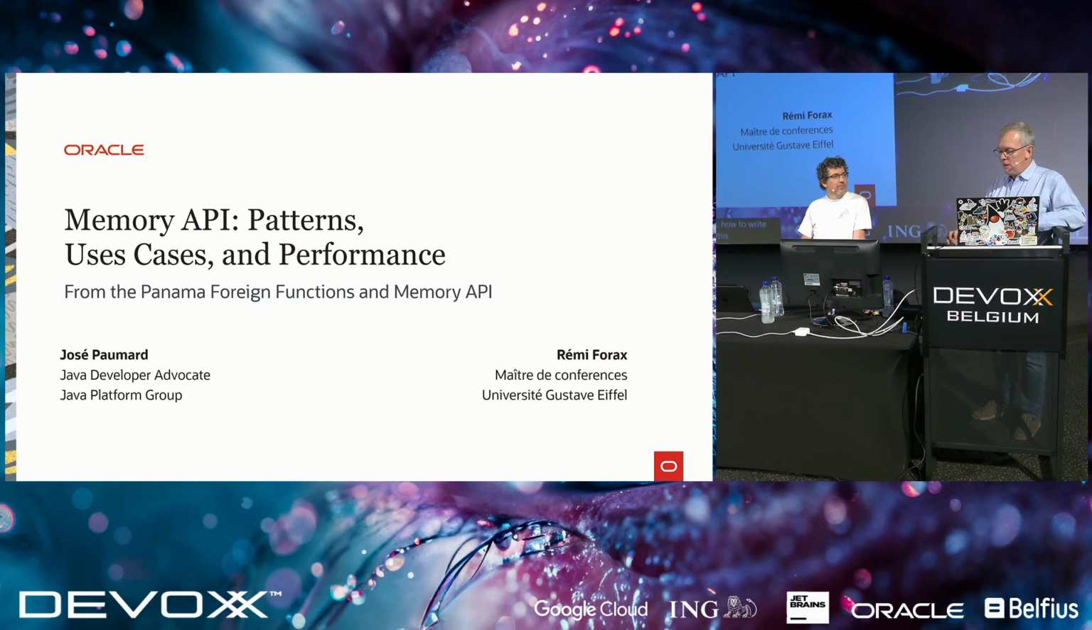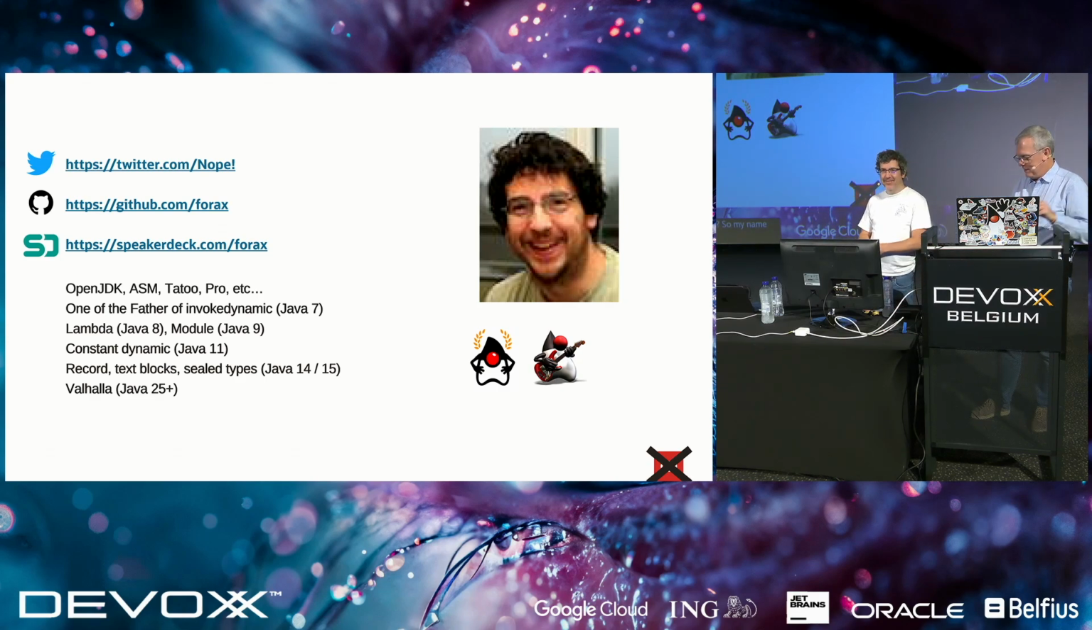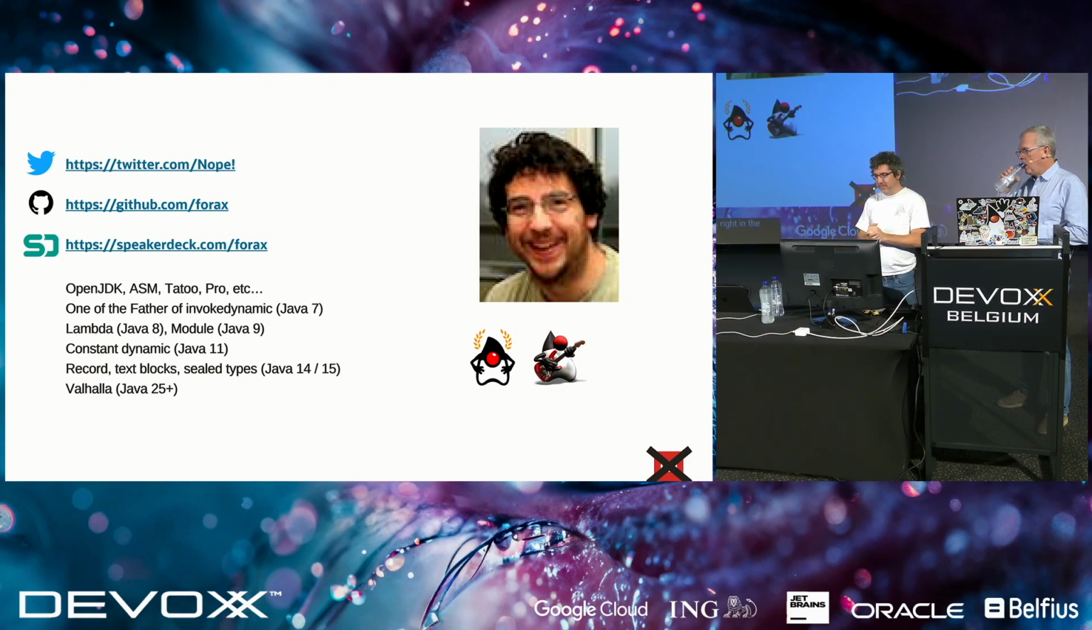So my name is José, and Remi, what is your name? So my name is Remi. We are from France, you can tell with the accent. Despite our Belgian accent. I'm an academic. I work at a university which is at the east of Paris. It's right in the middle, in between Paris and Disneyland.